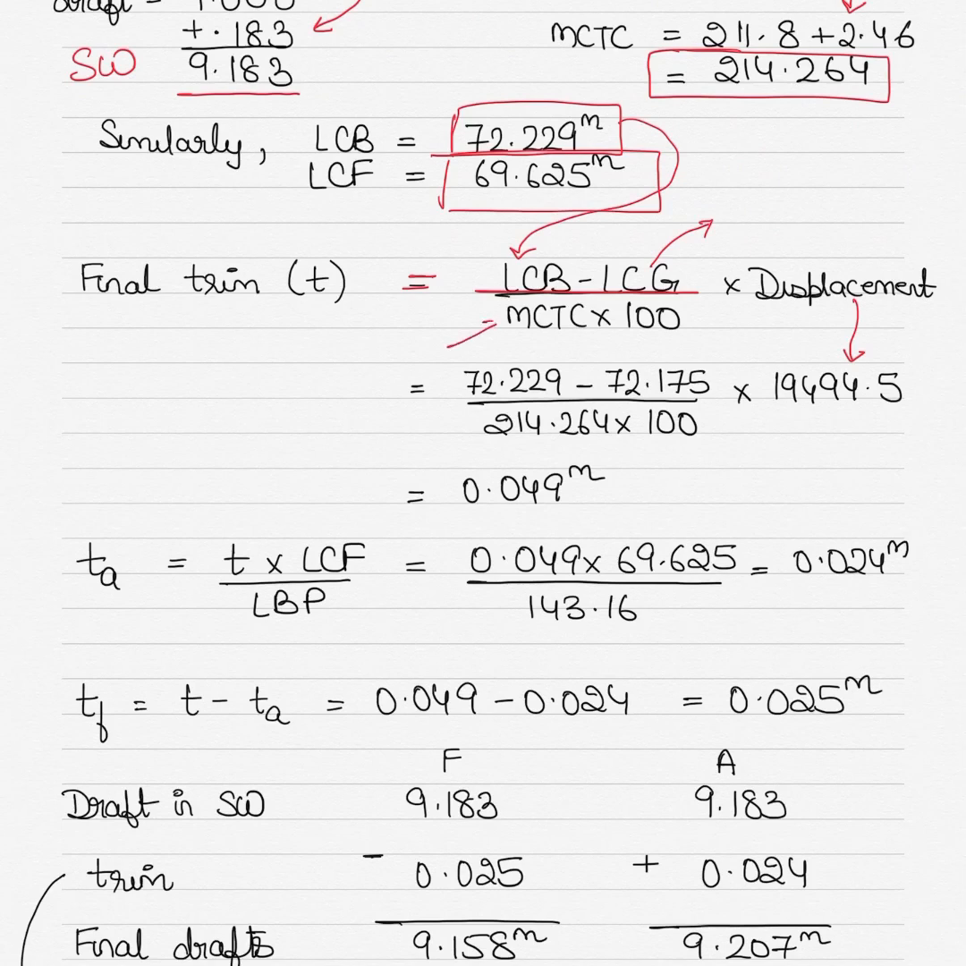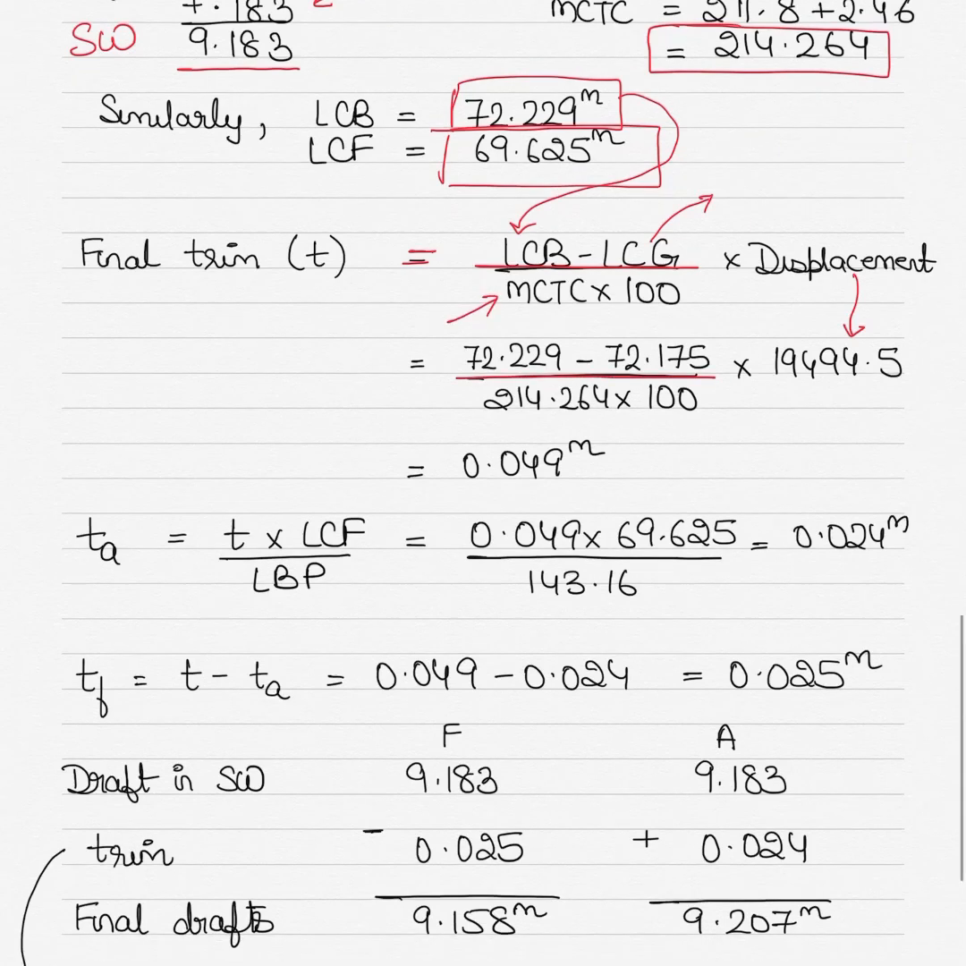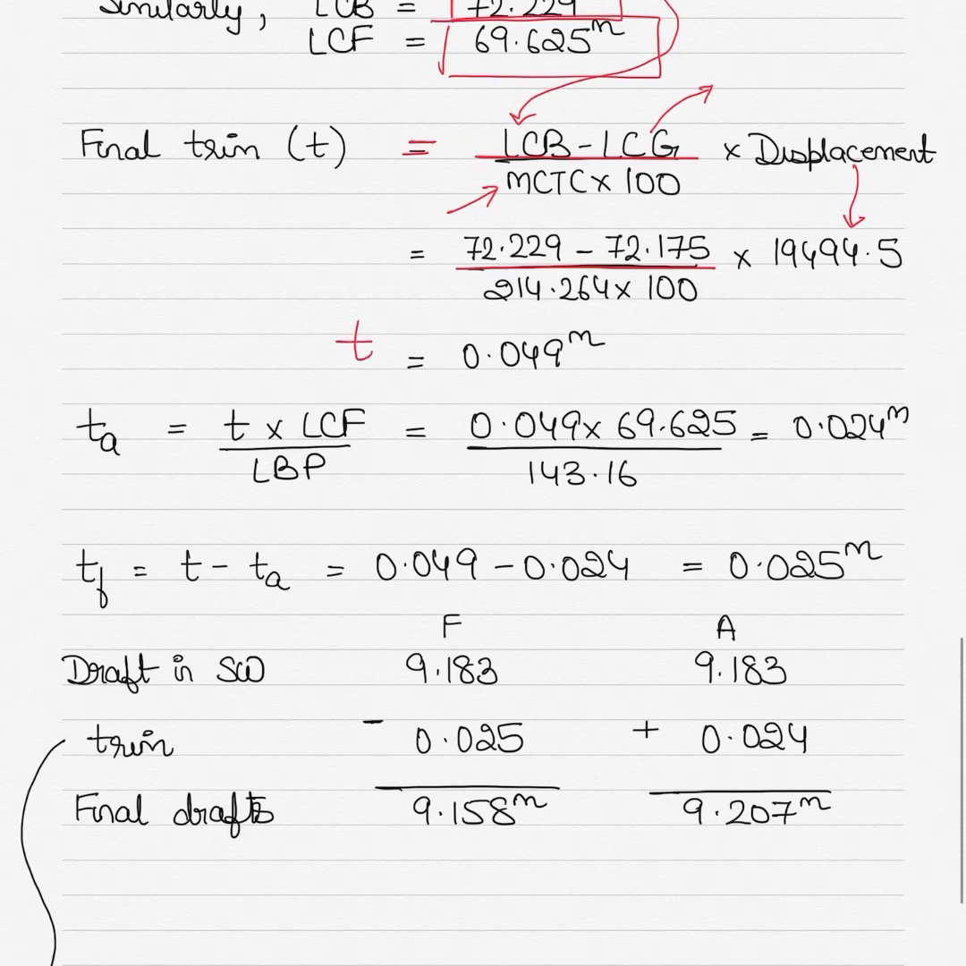Then you have found out your MCTC value above as well, and you know the 100 value is a constant. So put these in the values here. What you get is final trim equals 0.049 meters.